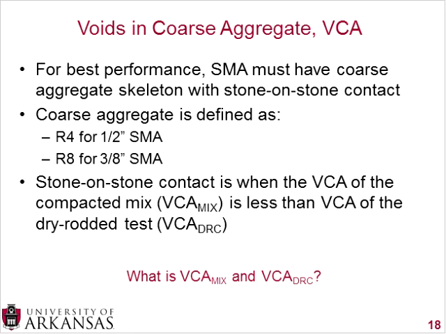So when you're going through the design process, you need to run a dry rodded test on the coarse aggregate. And that's not something that's traditionally run on aggregates for asphalt concrete. It is for Portland cement concrete, but not for asphalt concrete. But by running the dry rodded test, you get a very good idea of the stone-on-stone contact of the aggregate structure that you're evaluating. So in order to achieve that stone-on-stone contact, you want the VCA of the mix to be less than the VCA of the dry rodded test.